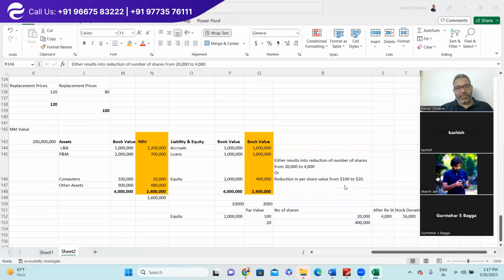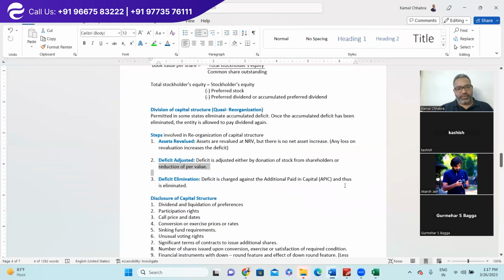No worries, no worries. We are about to finish this. A few more minutes. Right? So this is what the division of capital structure or reorganization of capital structure.